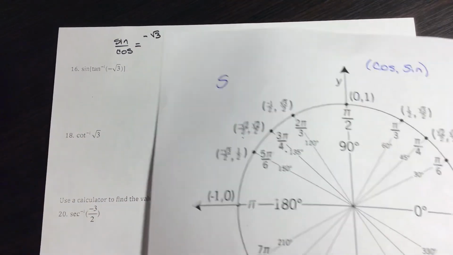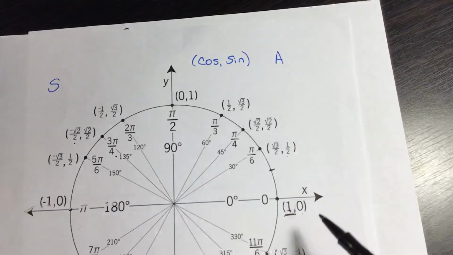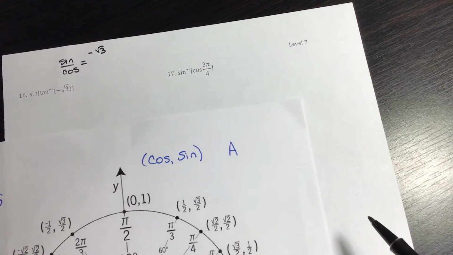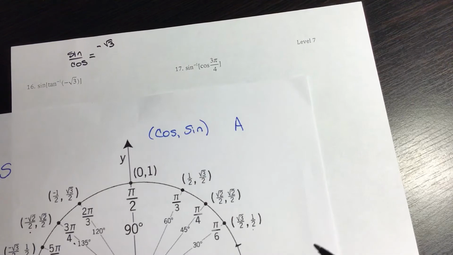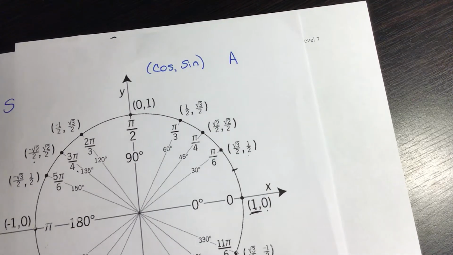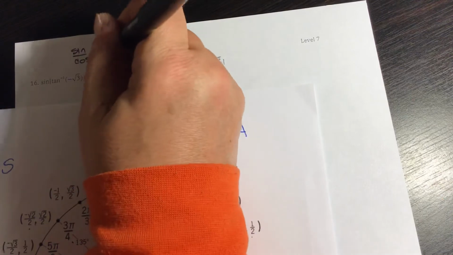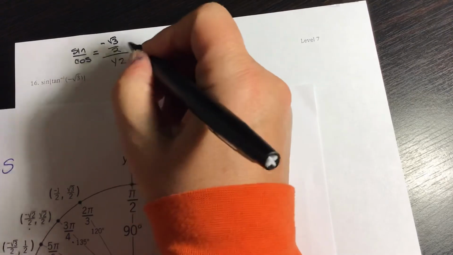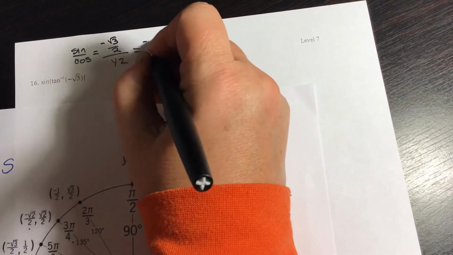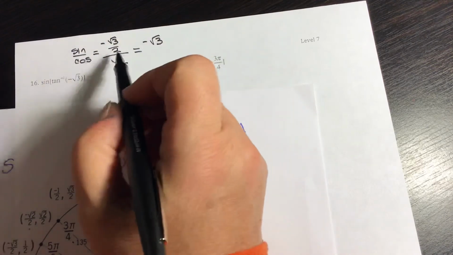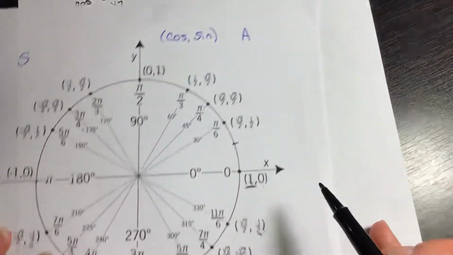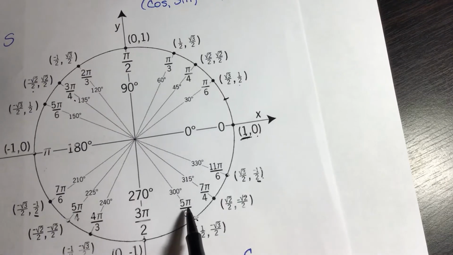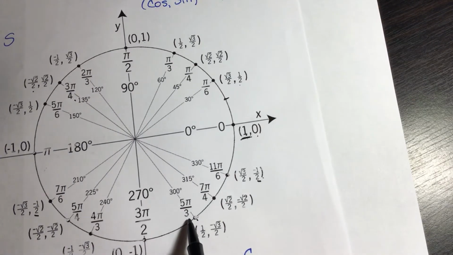So in quadrant 4, the sine of negative square root of 3 over 2 would be at 5 pi over 3. Let's just see what happens when I do sine over cosine. Negative square root of 3 over 2 divided by 1/2, which would be multiplying the top by 2, is negative square root of 3. All right, so that's the angle that I'm looking for. This angle right here is 5 pi over 3.